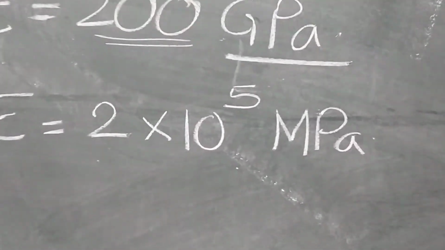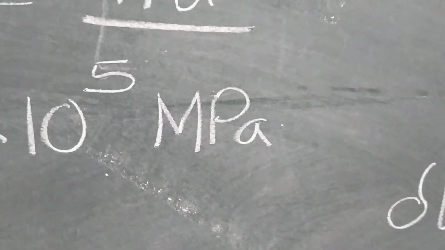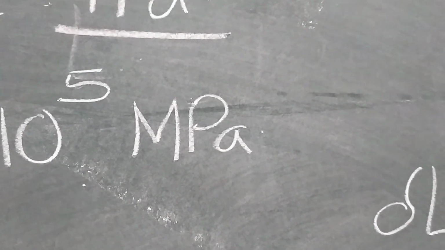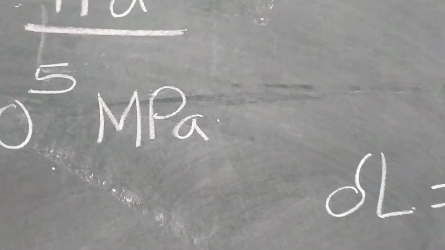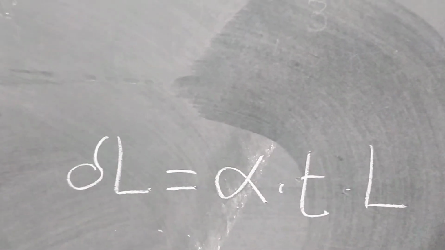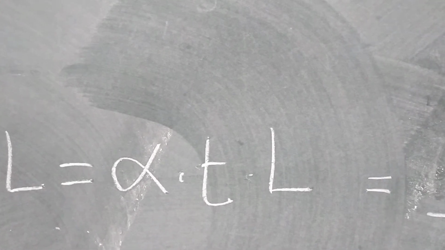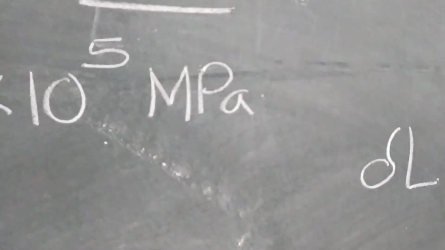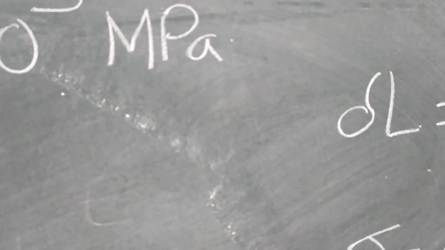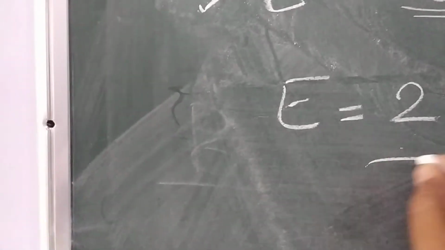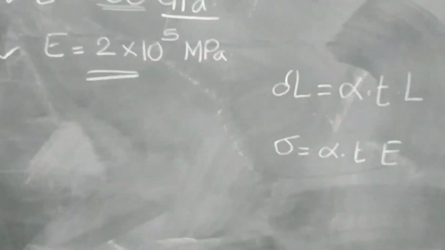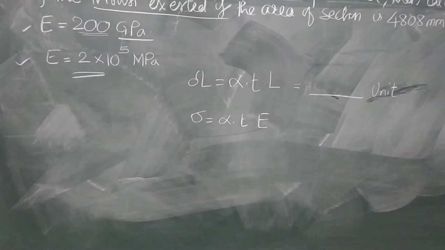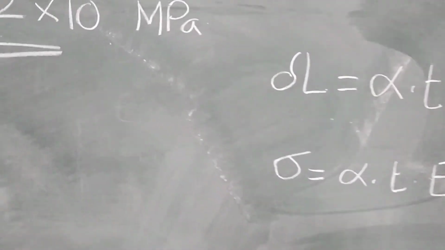Now you can calculate delta L is equal to alpha into T into L. So this is now your job to find out magnitude of delta L with its unit. Second, sigma is equal to alpha into T into E. Now you have value of E with you. So find out sigma, and the last one, P, the thrust exerted.